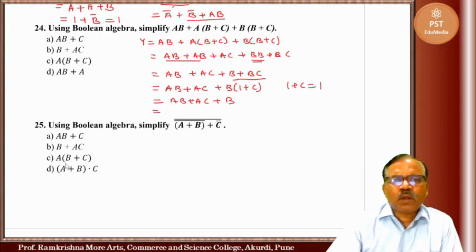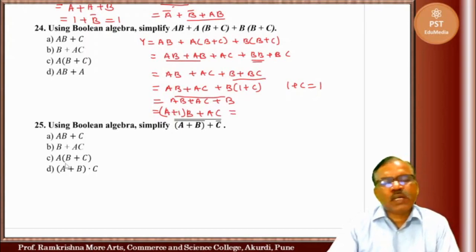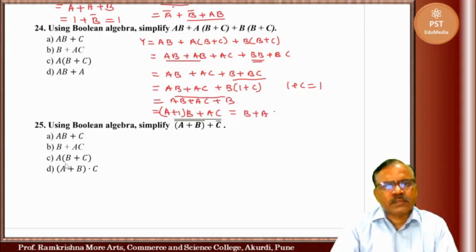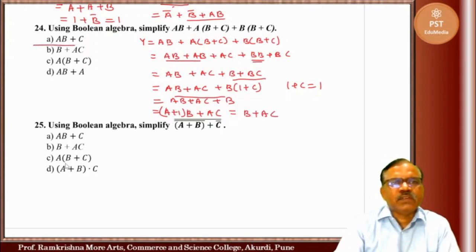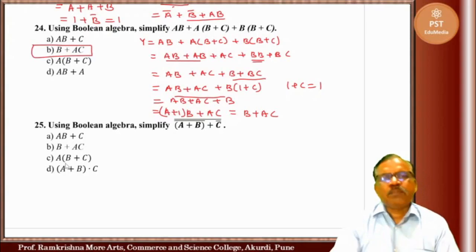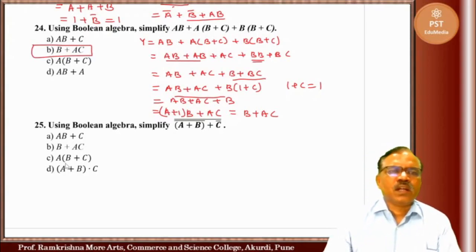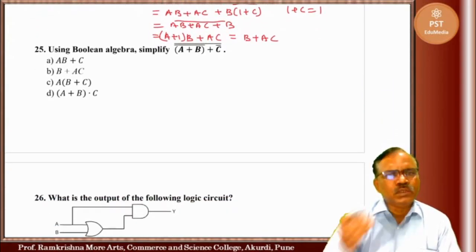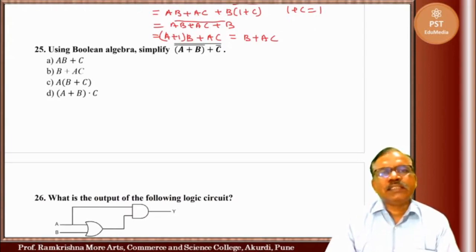Now from these two, (A plus 1) into B plus AC. Now A plus 1, it is 1. So we will get B plus AC. So if we simplify this, we will get this, B plus AC. Now next one, using Boolean algebra, simplify.